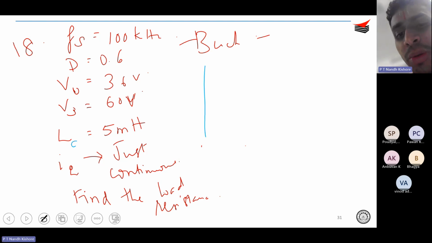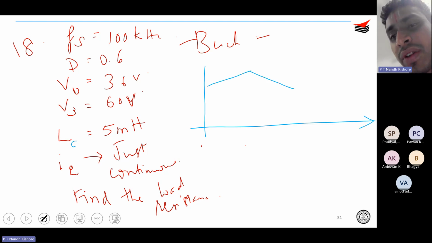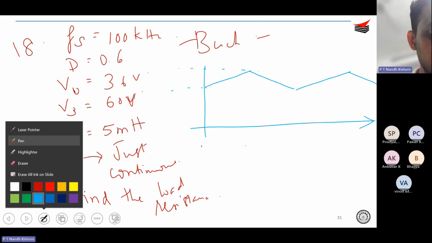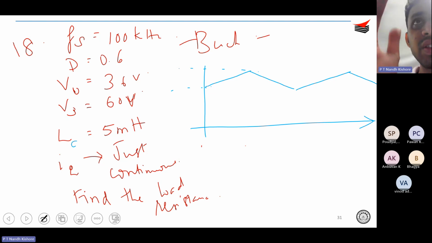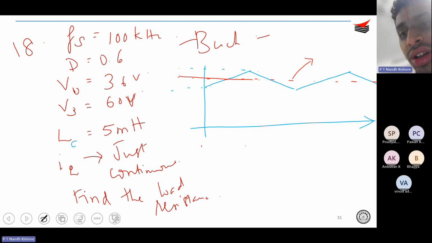So conventionally, what do you know about the inductor current? The inductor current for a buck converter, or any converter, is going to be something like this, correct? You call this the peak to peak ripple, and this is your average inductor current, which I will call I naught. You have got I max over here and I min over here.